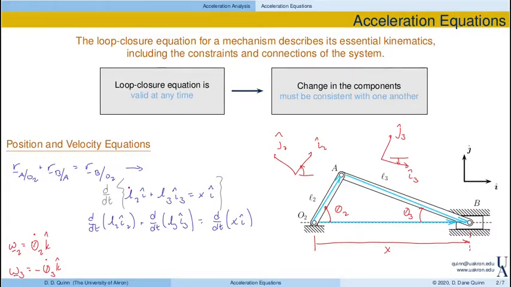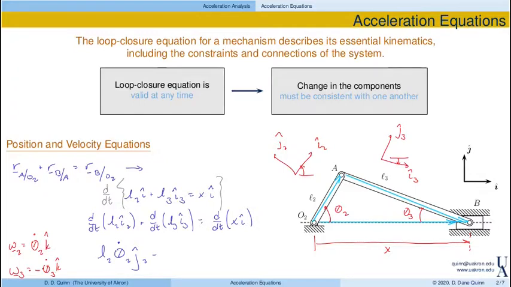So, as a result, we can go through this and determine the velocity equations. I'm not going to go through this in great detail, right, because we've done this a lot, right? But maybe pause the video, work through this. The derivative of I2 is omega 2 cross I2, right? So that becomes L2 theta 2 dot in the J2 direction.